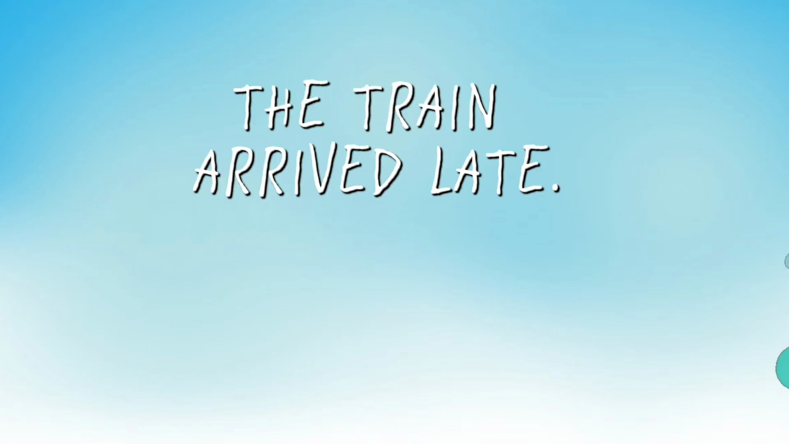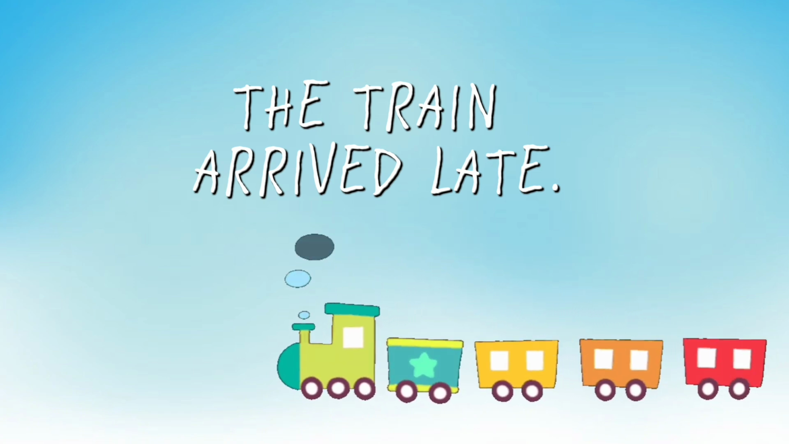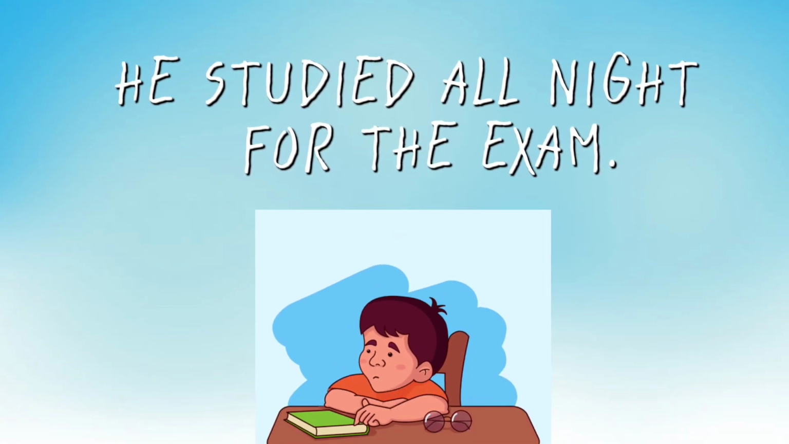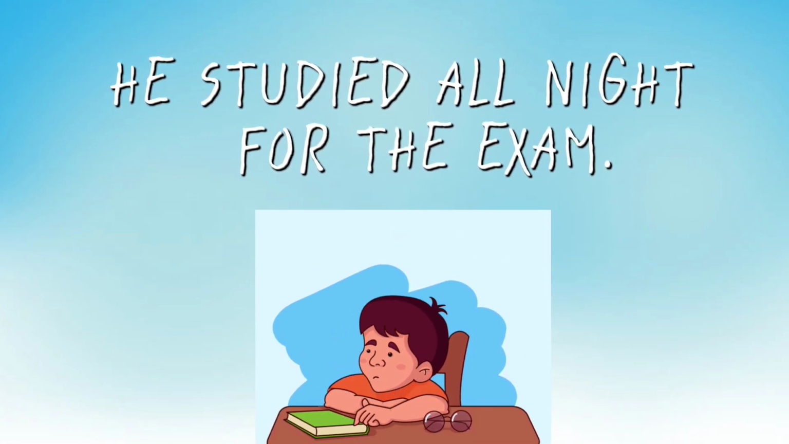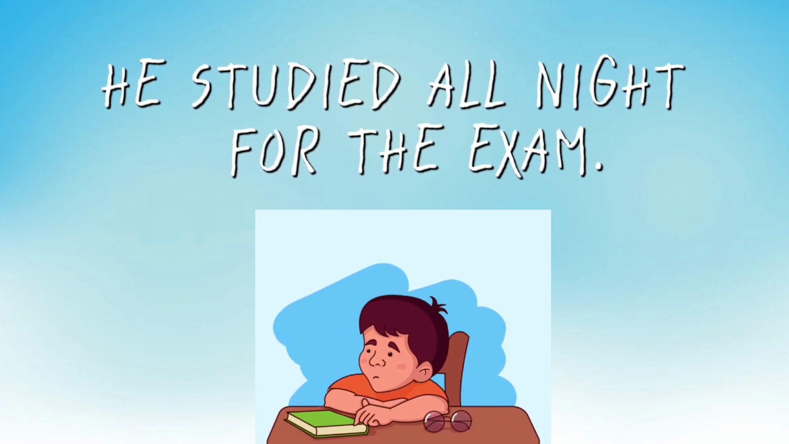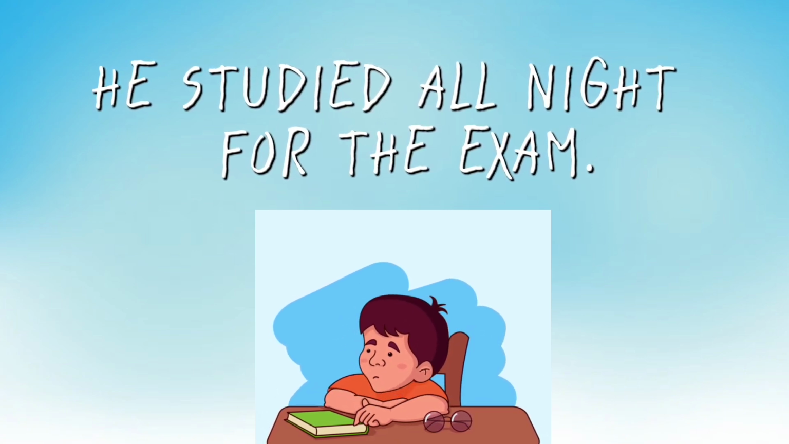The train arrived late. The verb arrived tells us that the train's arrival is a completed event in the past. He studied all night for the exam. So the verb studied refers to a past activity, and all night specifies the duration of the action. It emphasizes the effort made which ended before the present. So those are some of the examples of simple aspect in past tense.